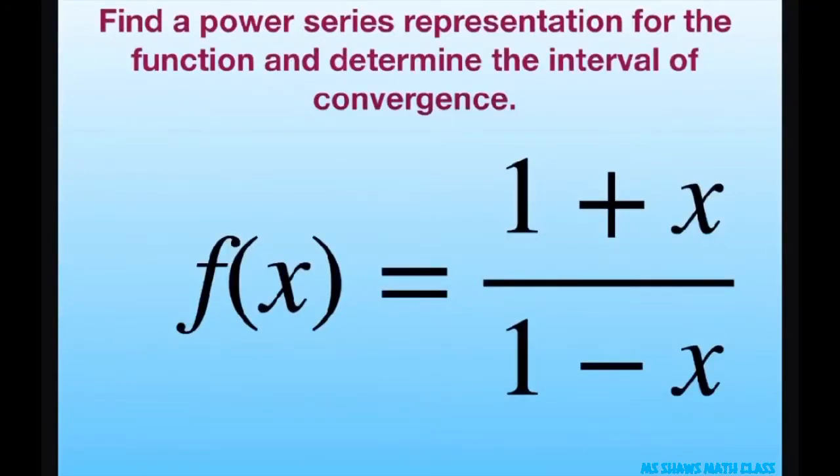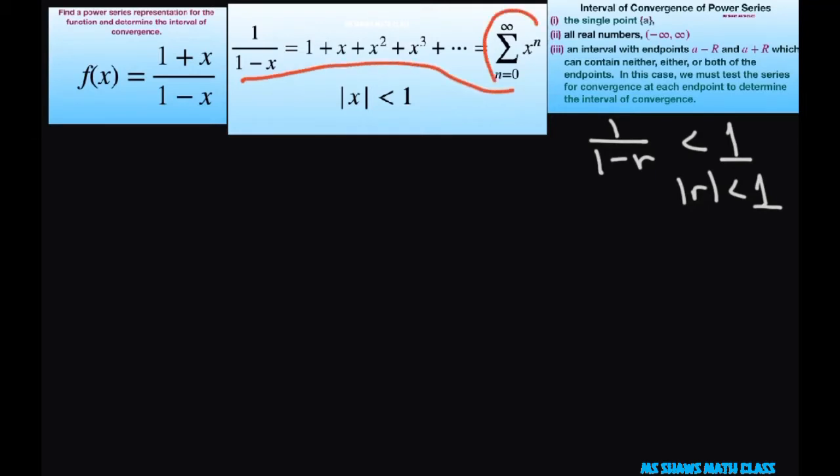Hi everyone, we're going to find a power series representation for the function and determine the interval of convergence. So basically our goal is to write our function in the form of 1 divided by 1 minus r, and if it's convergent, the absolute value of r has to be less than 1. So we're going to use this equation to help us out and write our sum like this.